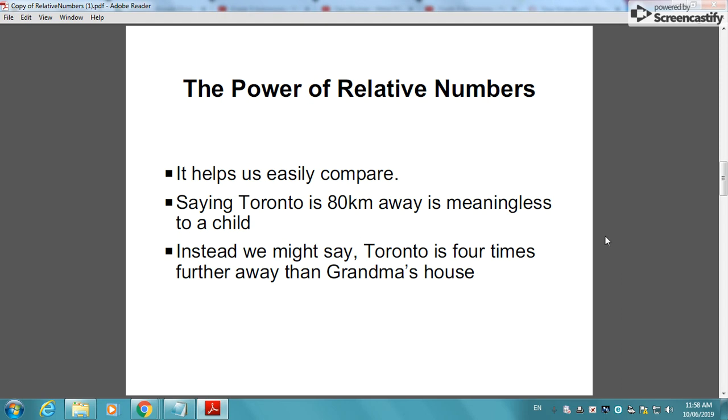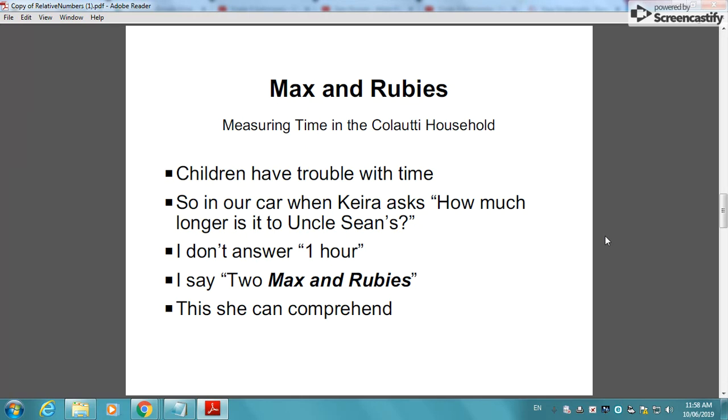Saying Toronto is 80 kilometers away is meaningless to a child. Instead, we might say Toronto is 4 times farther away than Grandma's house. In my home, I started measuring time in Max and Ruby units, which is a cartoon that's half an hour in length. So in our car, when my daughter Kira would ask, how much longer is it to Uncle Sean's house, I wouldn't answer 1 hour, I would say 2 Max and Rubies. That she could comprehend.